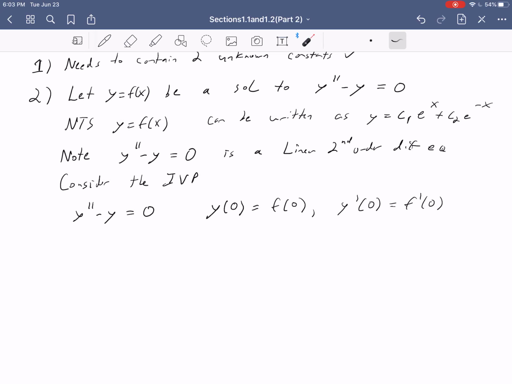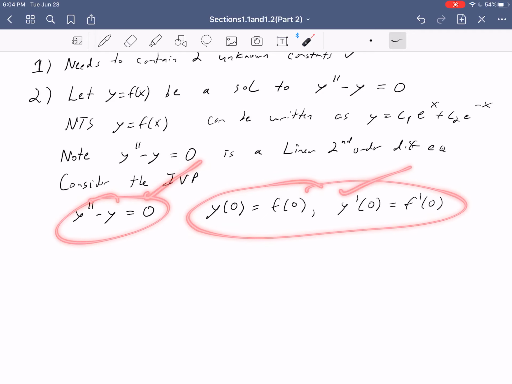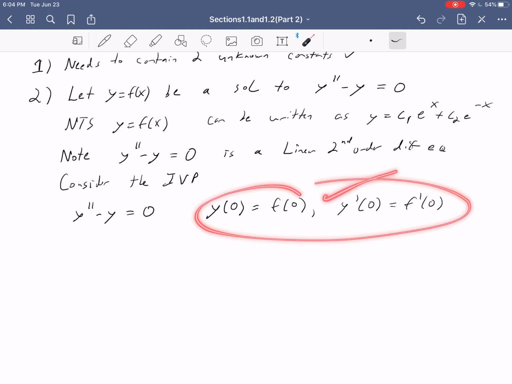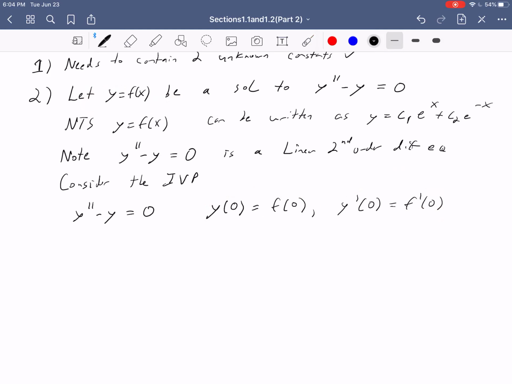Now, for this IVP, you'll notice that automatically, just by the way I made this up, I'm saying that y at 0 is supposed to be f of 0 and y prime at 0 is supposed to be f prime of 0. That means this y equals f of x, which we know is a solution to the differential equation, will certainly also satisfy those initial conditions, because what is f of x at 0? It's f of 0. What's f prime at 0? It's f prime at 0. That's sort of dumb, right? We're making up an IVP that is guaranteed to be solved by this.